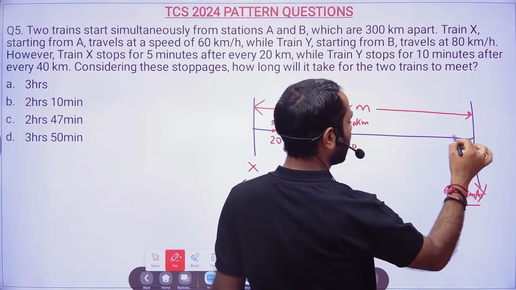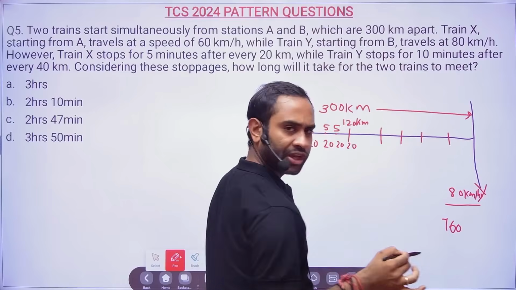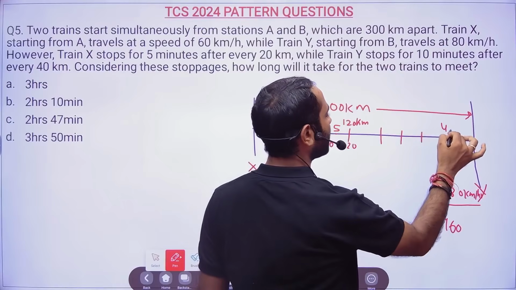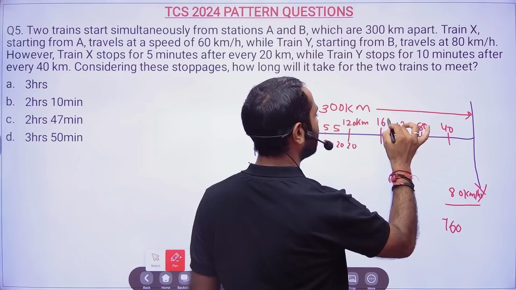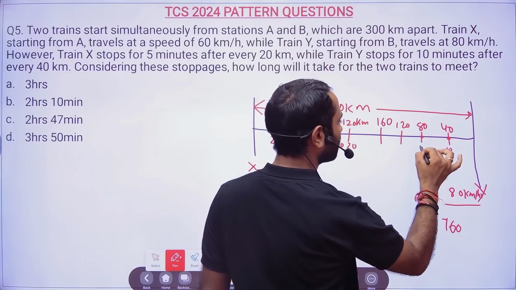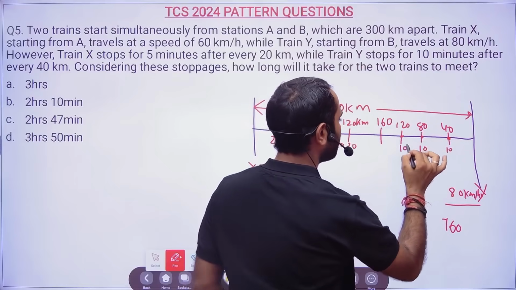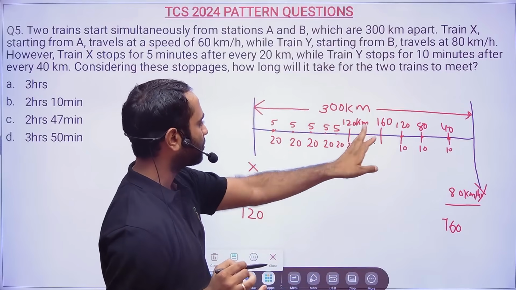Same thing this other train will do. It should cover 160 kilometers in 2 hours, so 40, 80, 120, 160, right? Every 40 kilometers it is stopping for 10 minutes. So 10 minutes and 10 minutes, right? Because here anyway it will stop, so I'm not counting that.